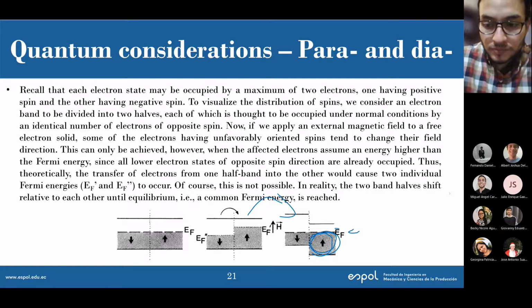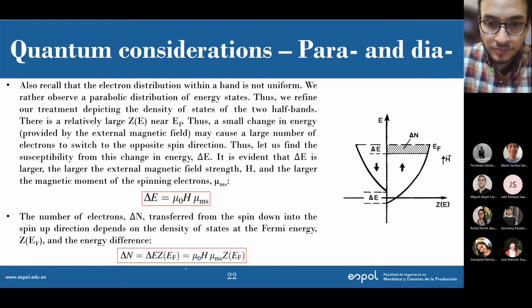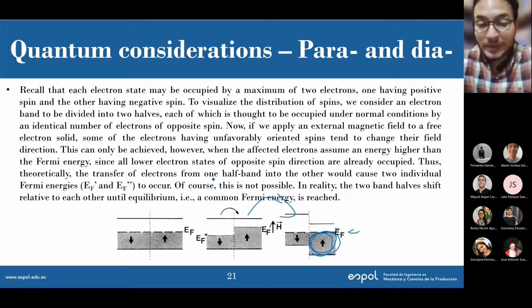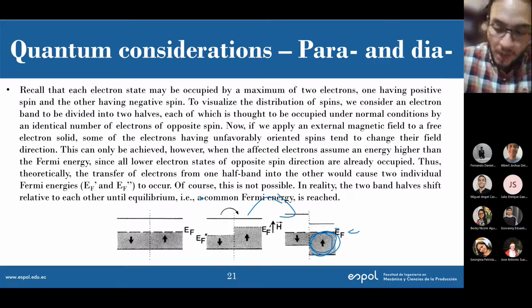Okay? So that is the first part of this. Let's continue. Now, we divided our electron band into two halves, right? One with a positive spin, the other with a negative, and we saw under the influence of a magnetic field what happens, right?